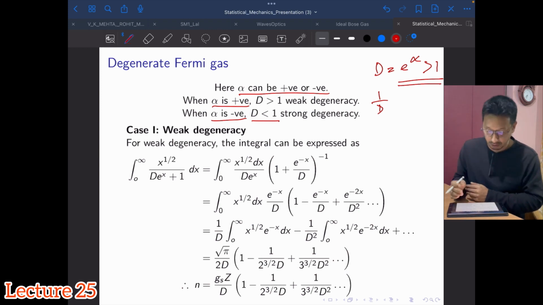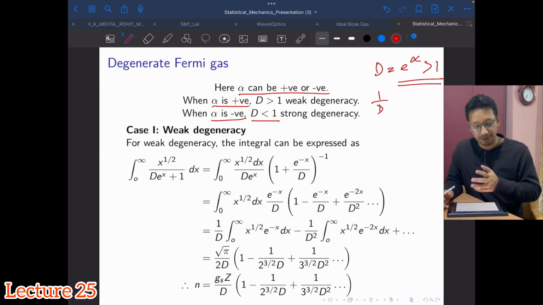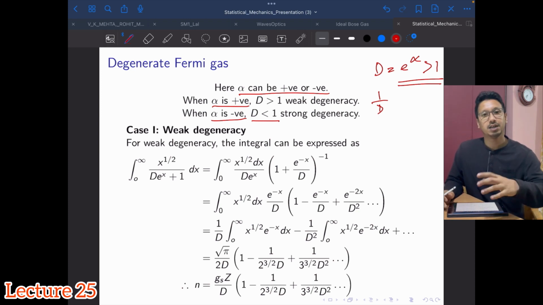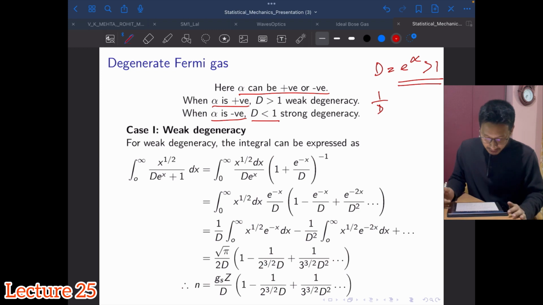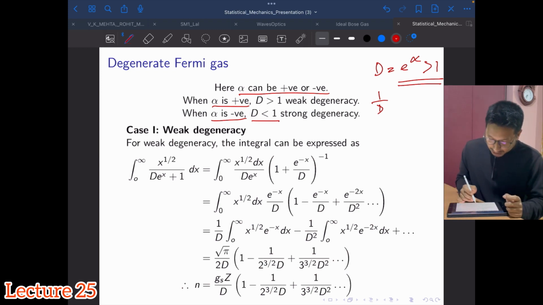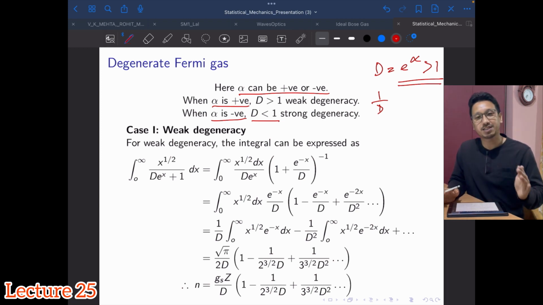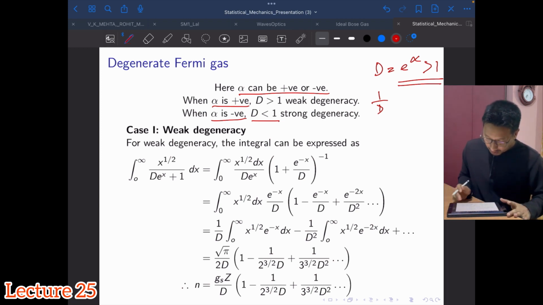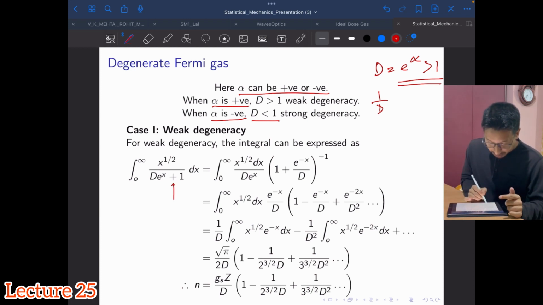In fact, we will try to calculate numerically a rough value for the Fermi gas, where you will see whether the degeneracy is very high or not. Okay, so let's talk about the first case where alpha is positive. This is again similar to what we have discussed in Bose-Einstein gas, except that the +1 is becoming a -1. I hope you're getting the point, I'm talking about this.